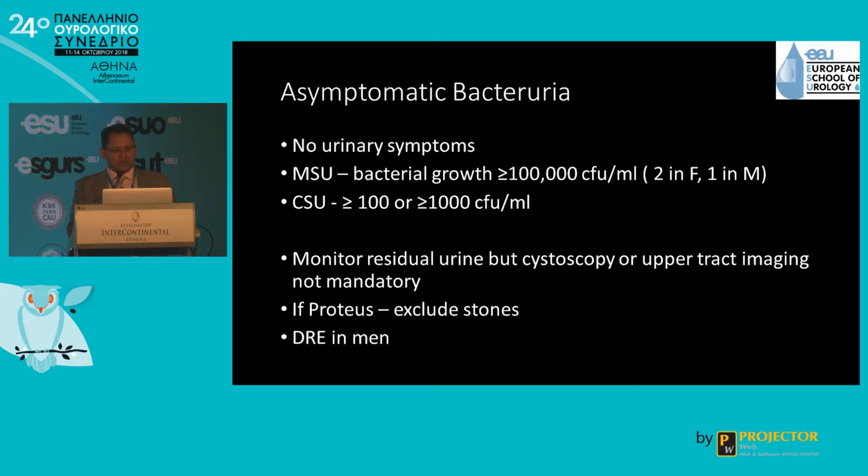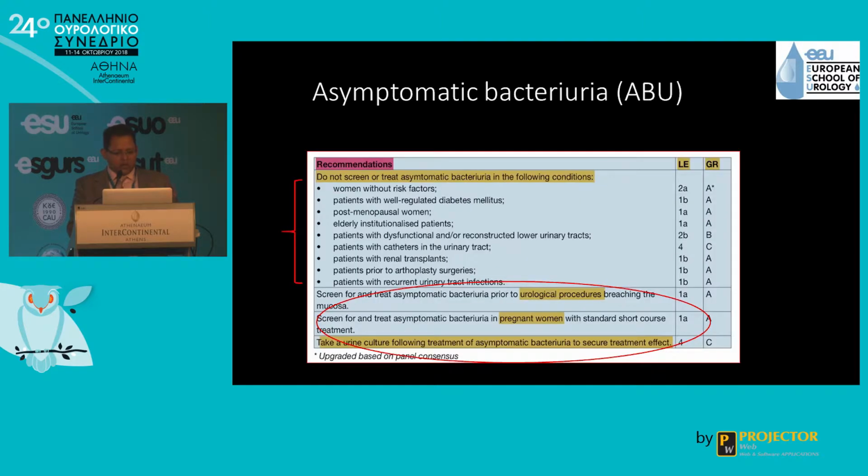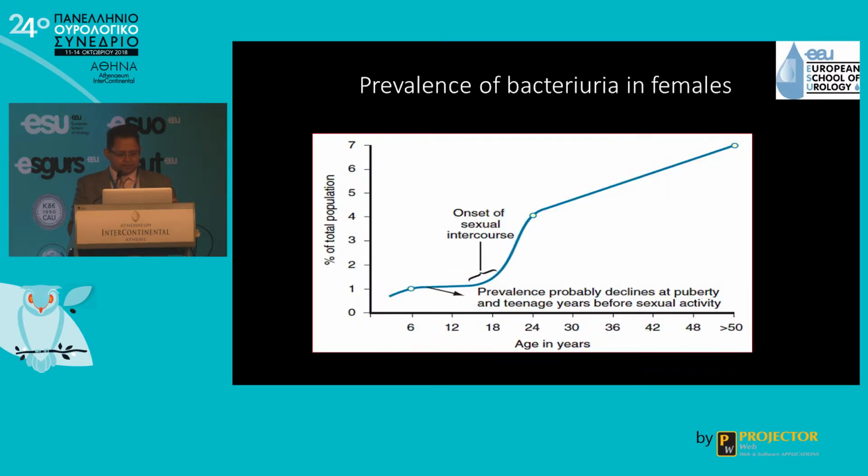rectal examination in men. When again we talk about asymptomatic bacteria, you have to screen for pregnancy, but don't screen for females without risk factors or just because the patients are immunocompromised. You don't have to screen for them. You must screen in pregnancy, and in these cases, you have to do the urine culture and then treat it, or in patients who are going for an endoscopic urological procedure, you should screen them.